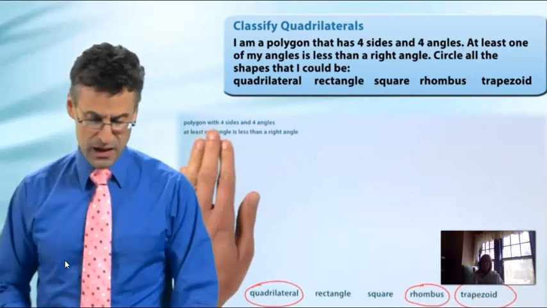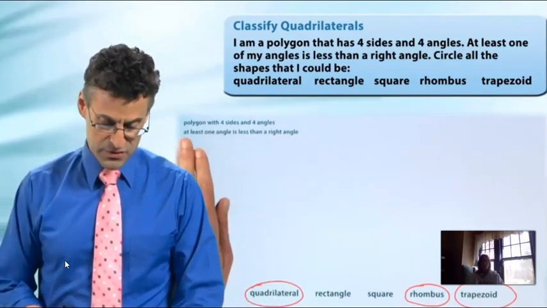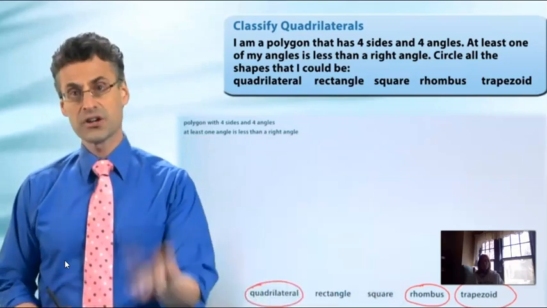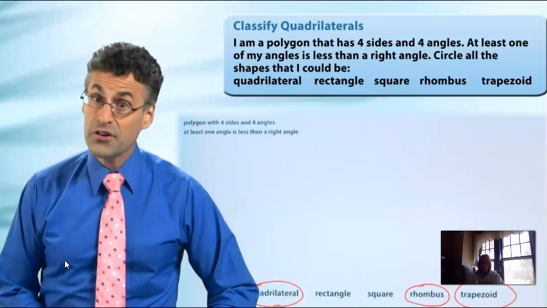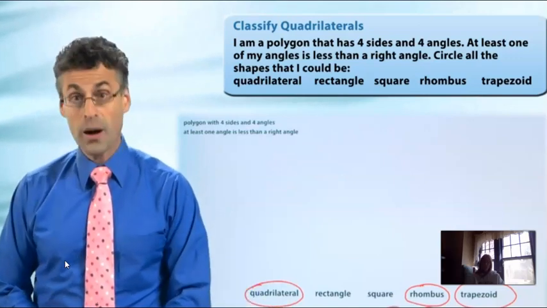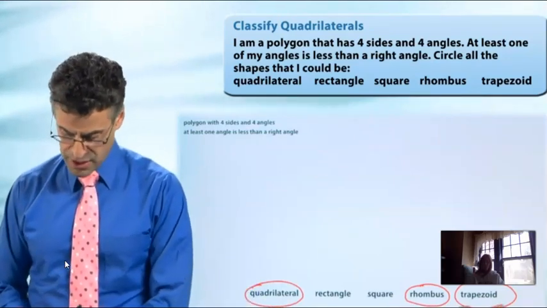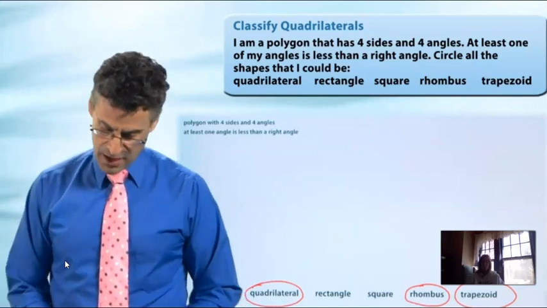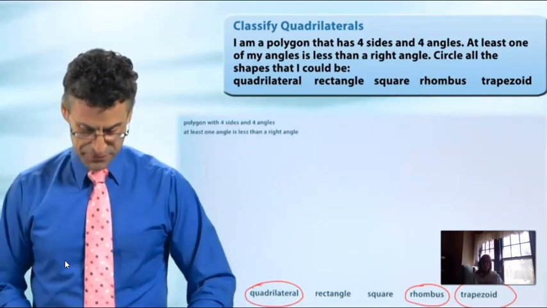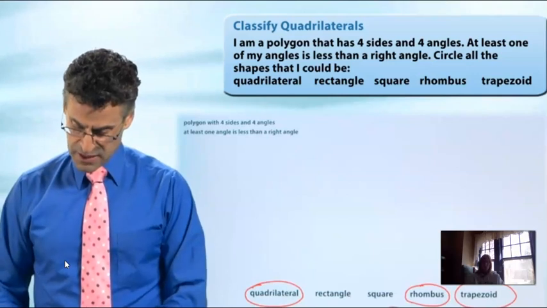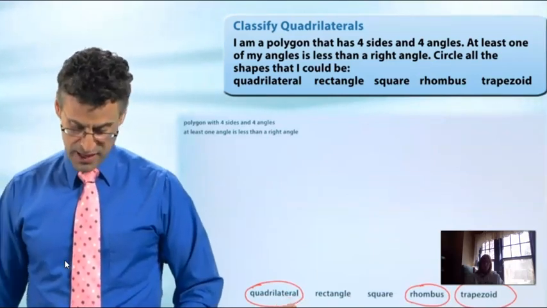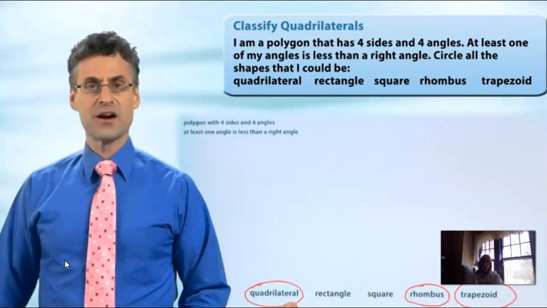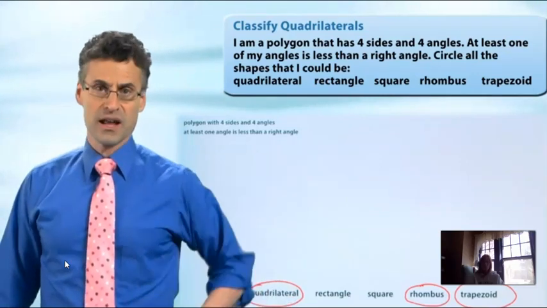So we were asked to circle all the possibilities of what I could be, given that I'm a polygon with four sides and four angles with at least one angle less than a right angle. And it turns out there are a few possibilities. I might be a quadrilateral. I might be a rhombus. I might be a trapezoid. In fact, all of these are possible, and I'm definitely going to be a quadrilateral, but it's not quite clear if I'm going to be a rhombus or a trapezoid or just some lone little quadrilateral.